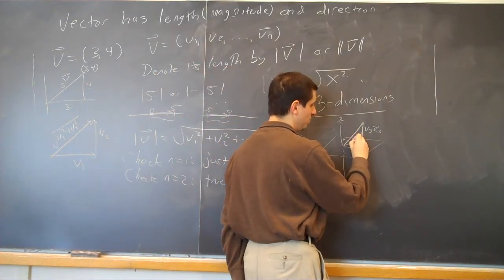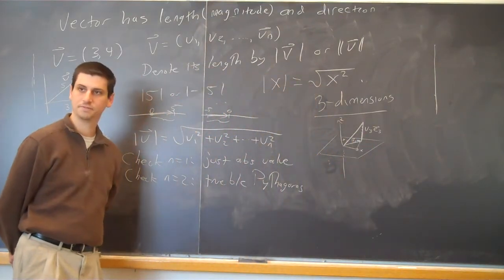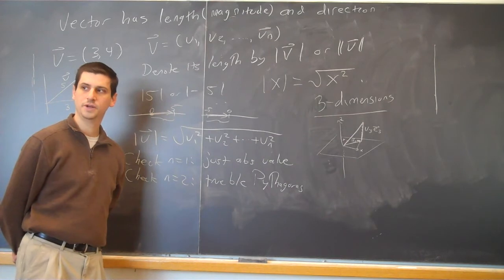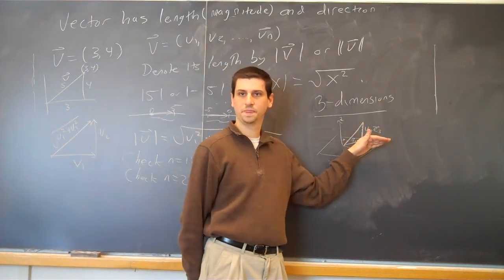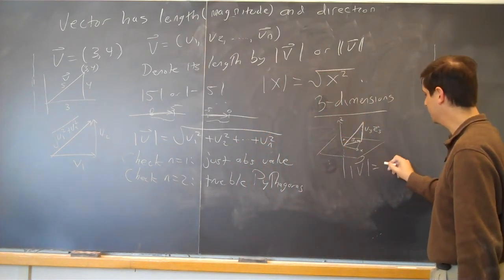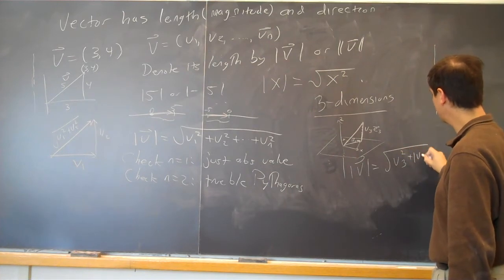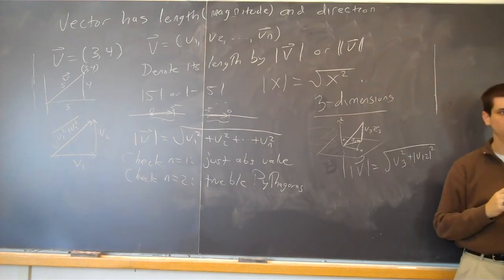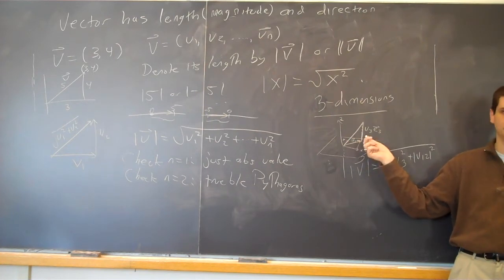I'm going to call this vector down below v12, and I'll worry about what v12 is later. Okay? It's just something in the xy plane. I can figure out what that is later. The length of my vector v, by Pythagoras, is the square root of v3 squared plus the length of v12 squared. That's just Pythagoras.